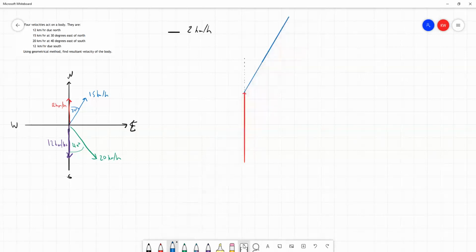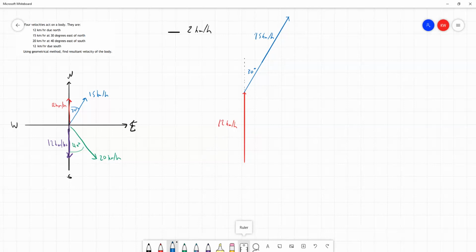Now I want to mark some of these things on to keep myself right. So I can mark on here 15 kilometers per hour. I can also indicate this was a 30-degree angle. And I probably should have put at the beginning, I'll put it in red so it's the same color, 12 kilometers per hour here. And of course, a little arrowhead at the end of this blue vector to show that it's acting in that direction, 30 degrees from north in the easterly direction.